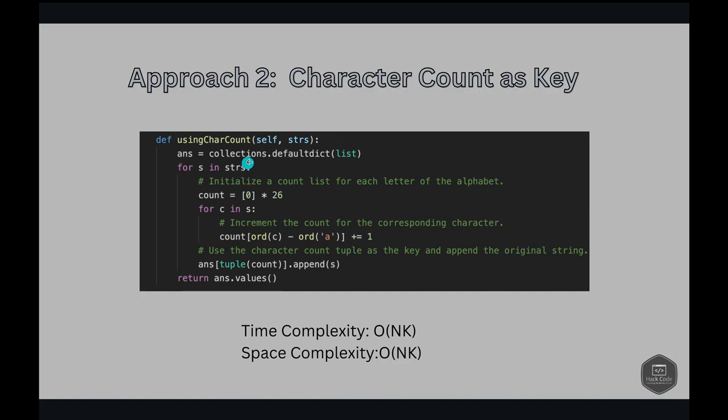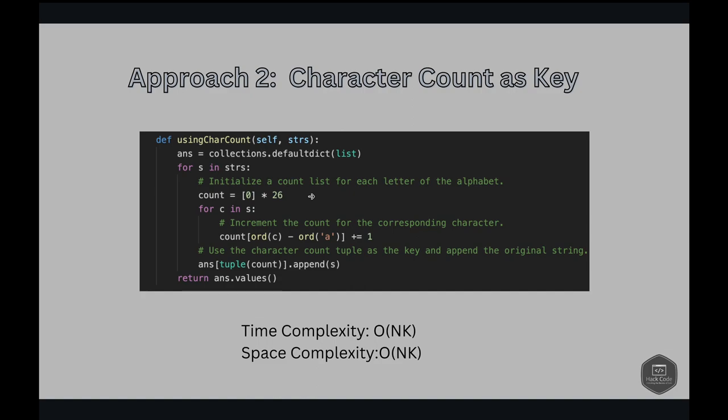So let's look into the code here. We're initializing the hash map using the default dict, and then we're iterating through each string. Firstly we form a count list, which maps to each letter of the alphabet. We have 26 letters, right? So we just make it 26, which would form a list of 26 zeros.